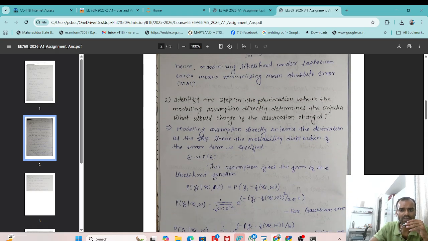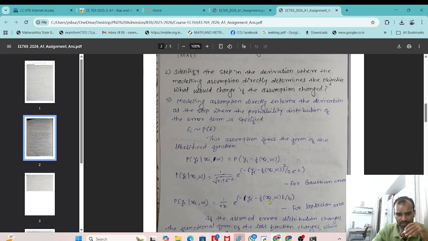Next question is: identify the step in the derivation where the modeling assumption directly determines the objective. What would change if the assumption changed? Assumptions come into the picture at the step where the probability distribution of the error term is specified. So for the Laplacian error the expression would be different. This is the expression for the Laplacian error, and this is the expression for the Gaussian error. The derivation is basically the same, but the output will be different. If there is Gaussian error, the output would be the MSE, and if there is Laplacian error, the output would be the MAE.